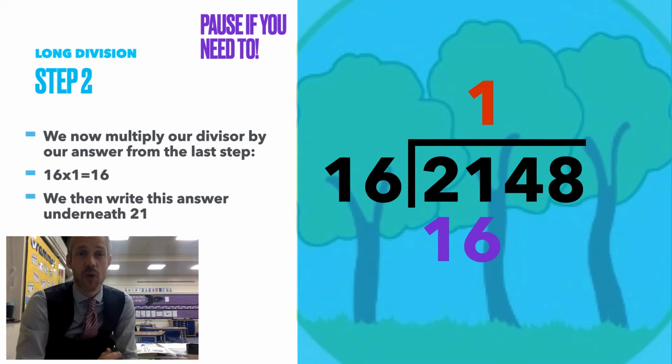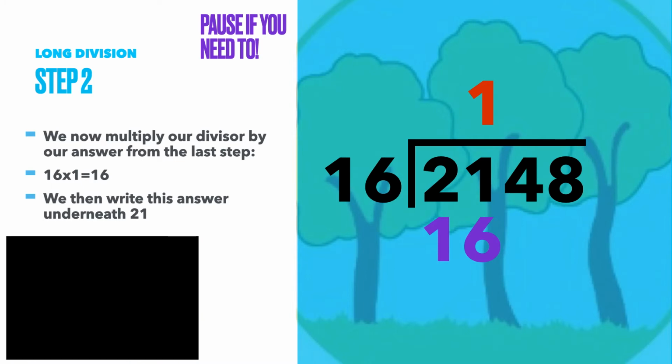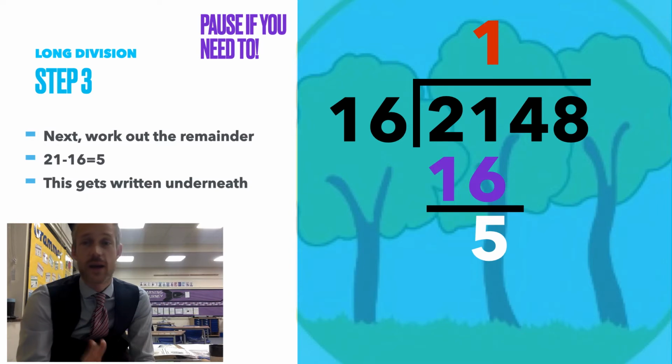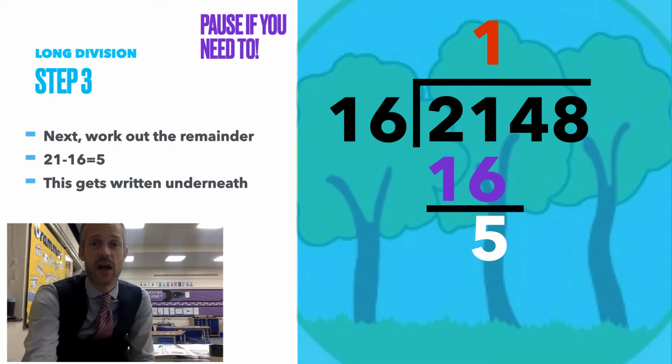Step 2, we now multiply our divisor by our answer from the last step. So in this case, 16 times 1. We then write this answer underneath the 21. If you need to pause the video at any time and double check anything, absolutely fine. Okay, step 3. So next we're going to work out 21 take away 16, which gives us 5, and we write that 5 underneath as the white number 5 is on your screen.